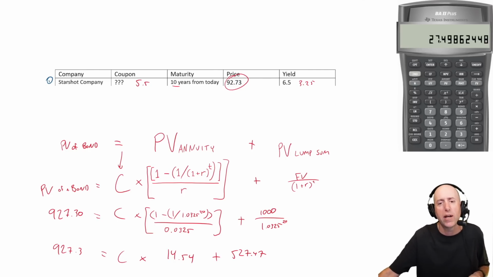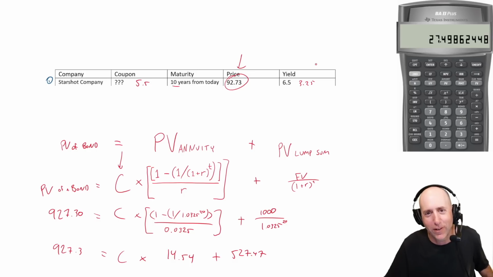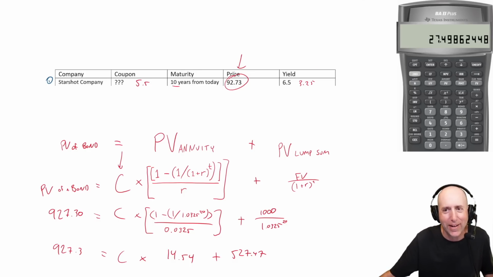And the payment's hard to do by hand. PV, the price, is easier to do by hand, and then the yield is very, very difficult to do by hand, but we won't worry about that. Okay, we have solved this in our calculator, and now we've solved it by hand.